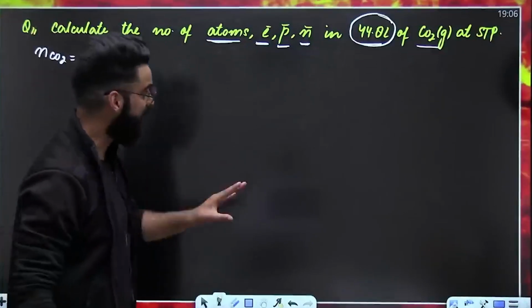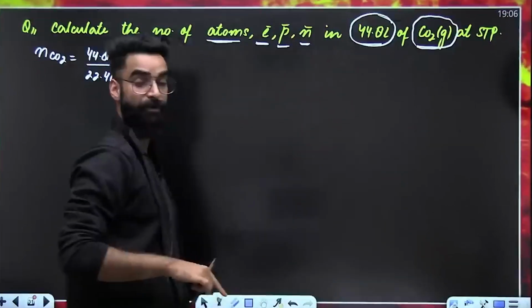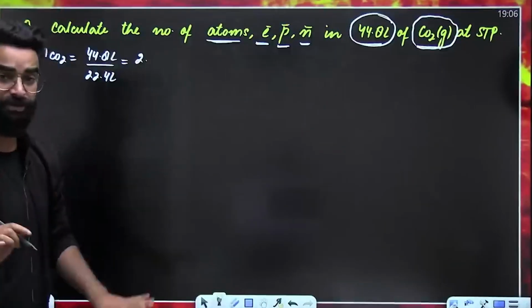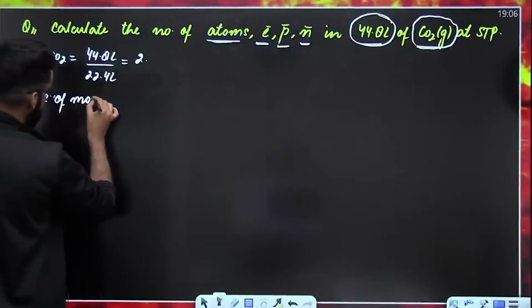What is the second step? Check whether the given substance is in atomic form or molecular form. It's in molecular form. So, the second step will be moles multiplied by Avogadro's number. That gives you the number of molecules. Now, calculate the number of molecules. This is the second step.